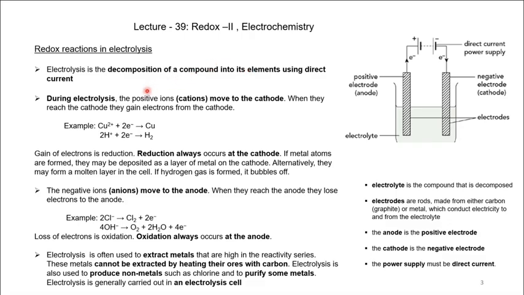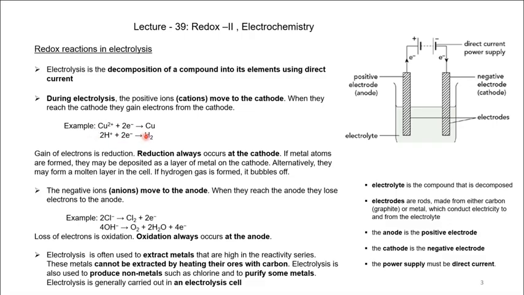Then during electrolysis, what happens? The positive ions, that is cations, move to the cathode. When they reach the cathode, they gain electrons from the cathode.